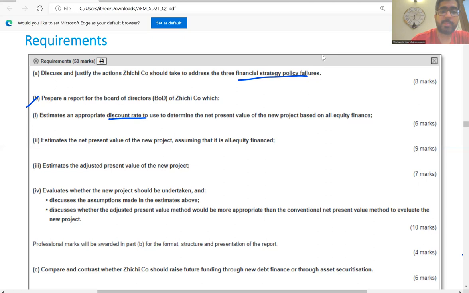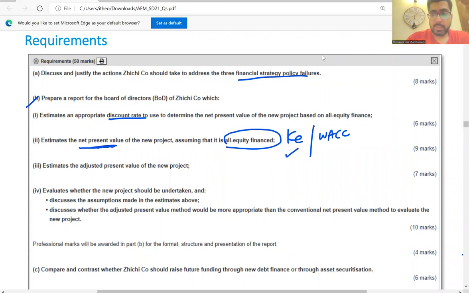Now the second heading estimates the NPV. NPV is also a calculation requirement, so appendix two shows NPV, which is found to be this. Assuming it is all equity financed, that means again it's the APV approach. In APV, while computing NPV, the discount rate we use is K. In the normal case, the discount rate is WACC, but APV assumes the project is all equity financed, and under that assumption the NPV's discount factor is not WACC, it's K. Then the adjusted present value is also a calculation requirement, so appendix three shows APV, which is found to be this. We have to work appendix three as well.